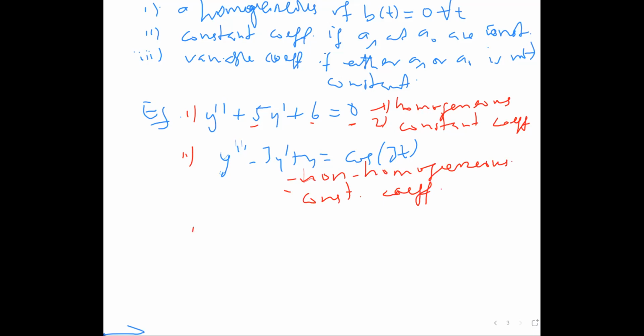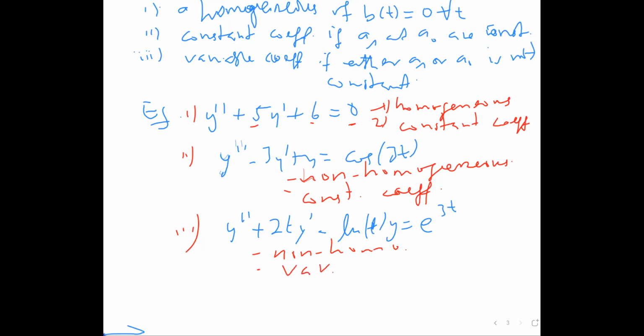Then a third one: if we have y'' plus 2t y' minus ln(t) y is equal to e^(3t), then we can say that this is non-homogeneous, and we have variable coefficients as well.